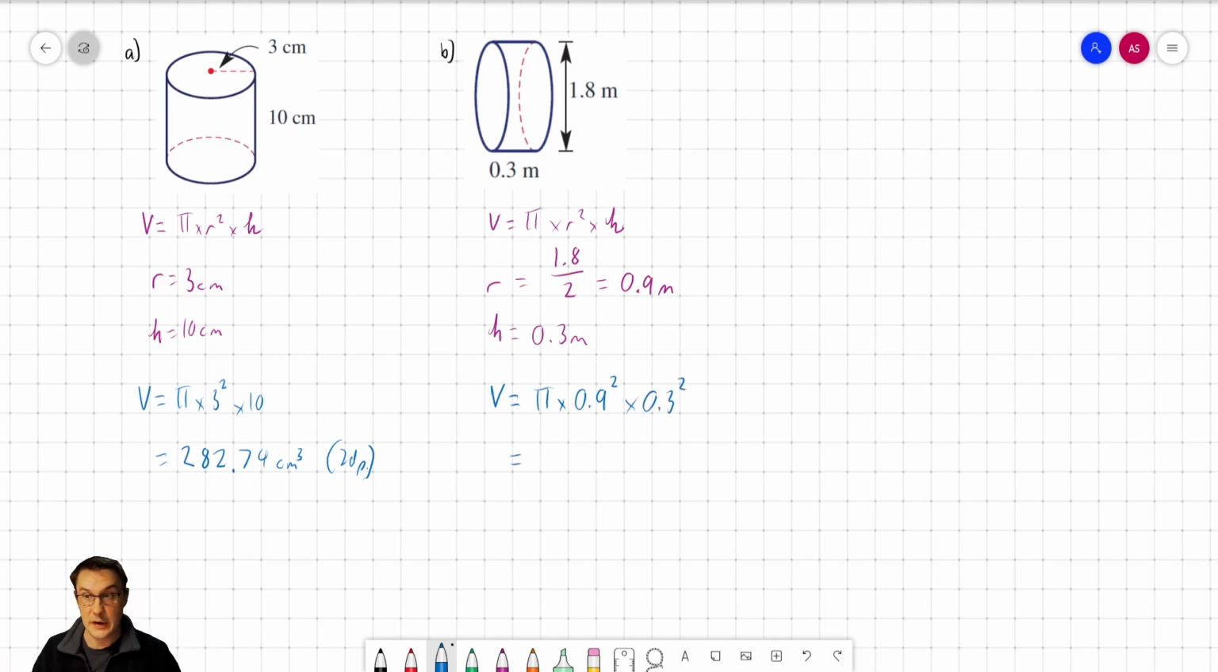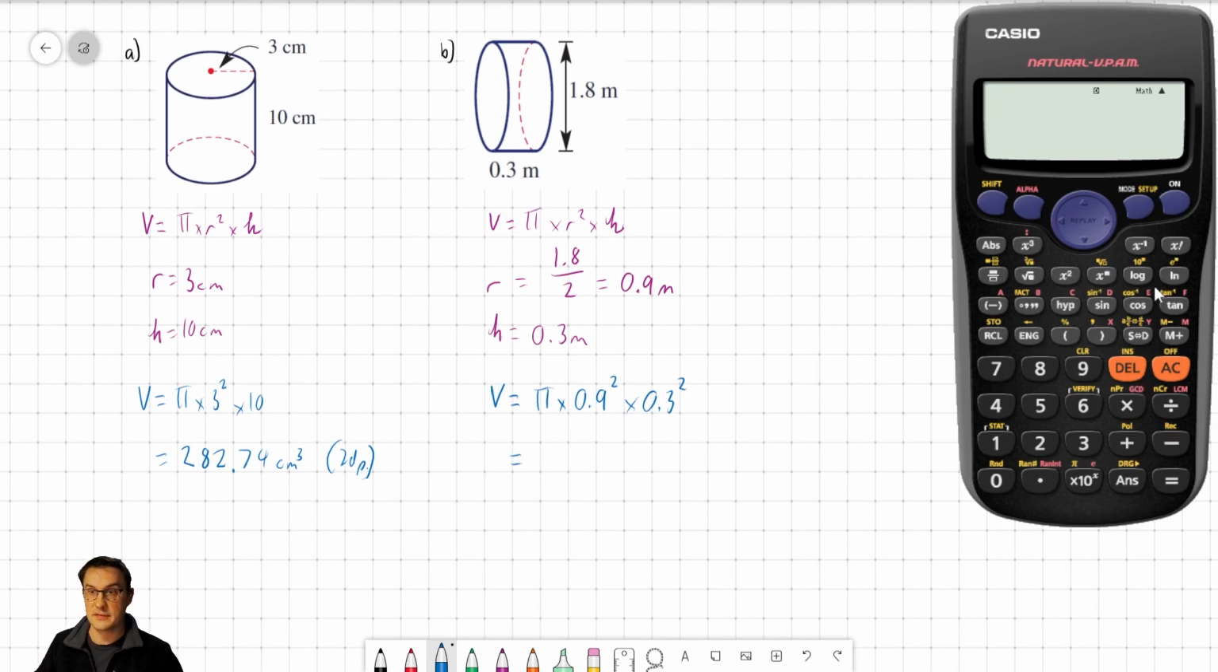So we'll type this into our calculators now. Typing this in, I'm going to have pi times 0.9 squared times 0.3, and that gives me 0.76. And that's going to be meters cubed. And again, this is rounded to 2 decimal places here.